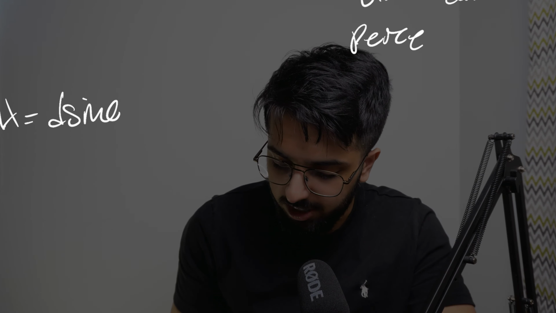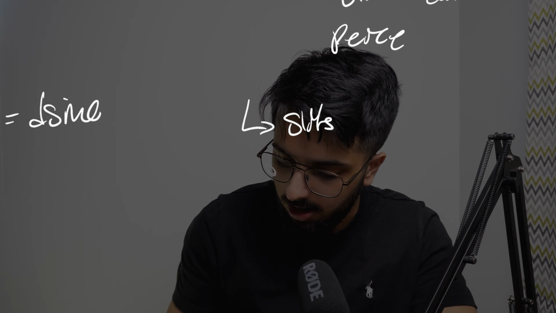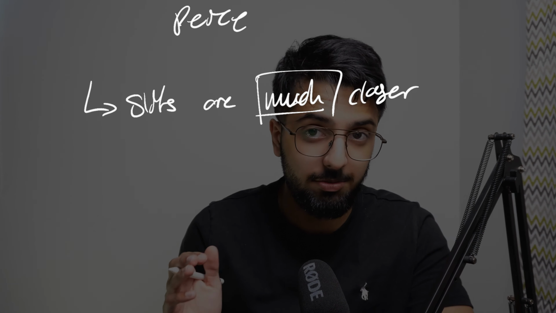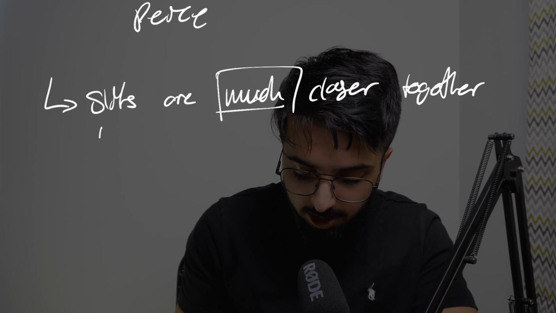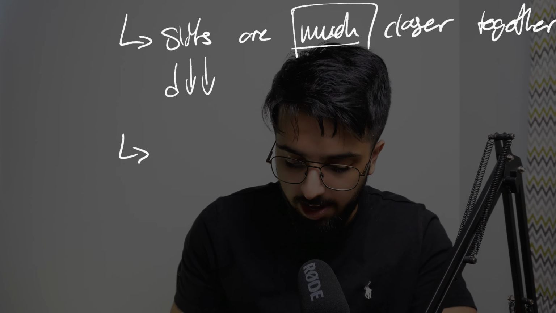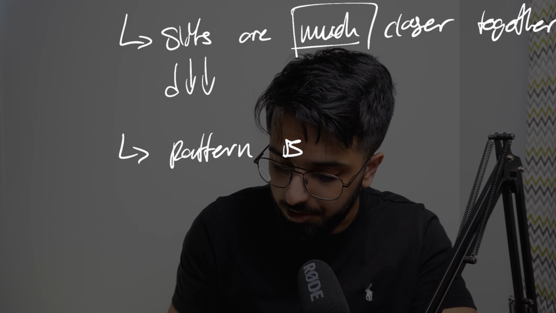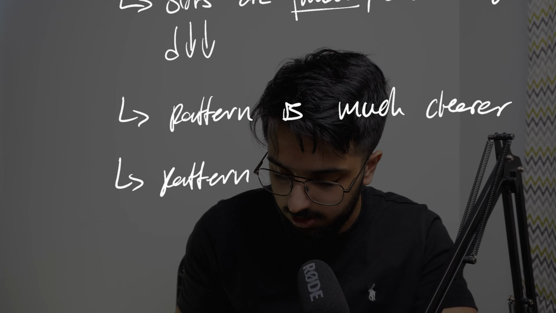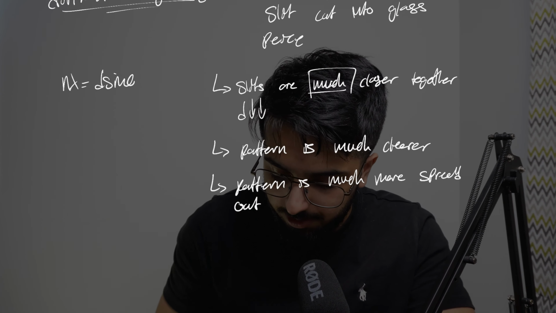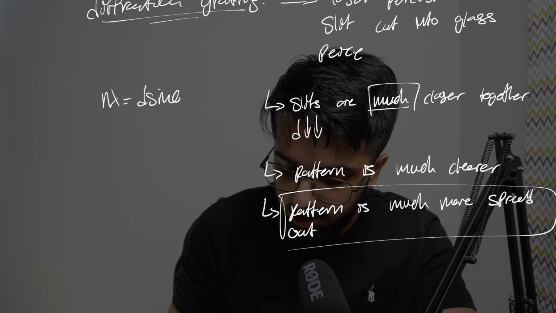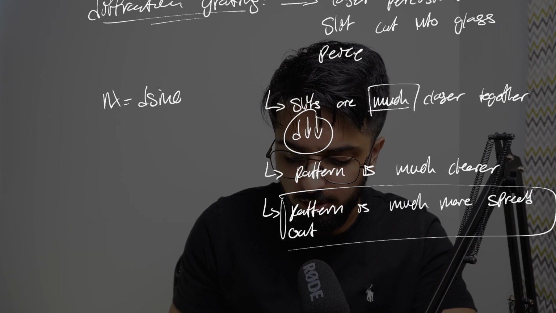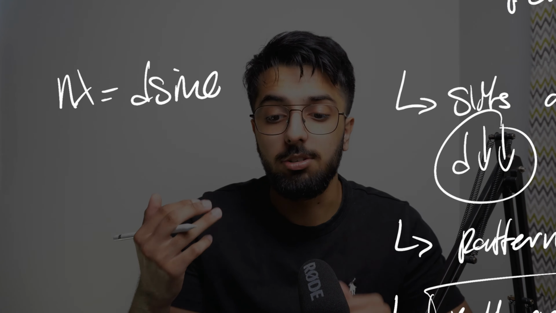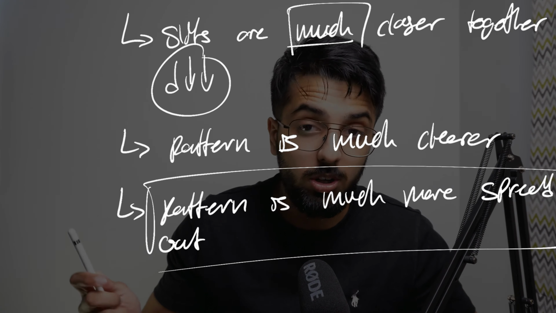For this diffraction grating, the slits are much closer together. These are very, very close slits, so our d value is dramatically smaller. Also the pattern is much clearer, which I'll go into what that means later, and the pattern is much more spread out. That makes sense: if we have a much, much smaller d value, our sine value must be larger, and therefore the angle between each maxima must be greater. However, the pattern being much clearer, what does that mean?